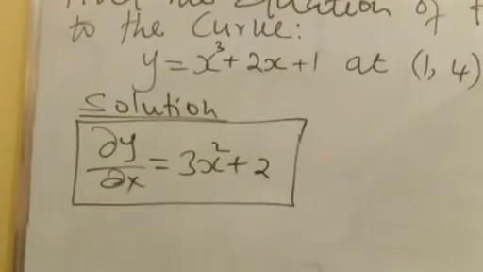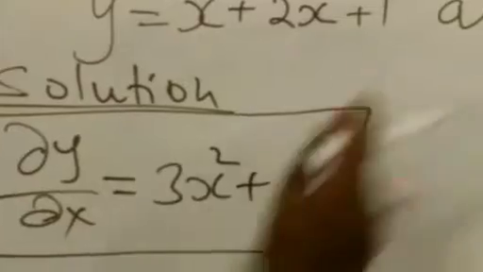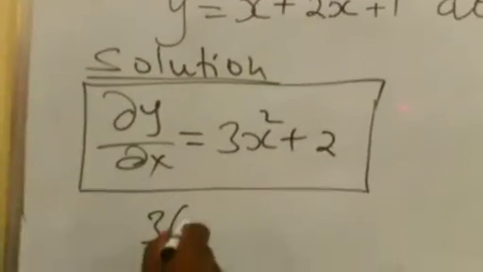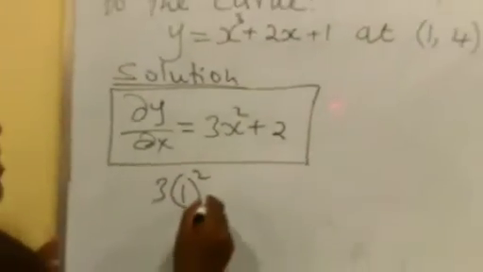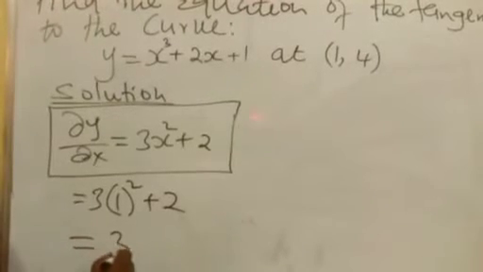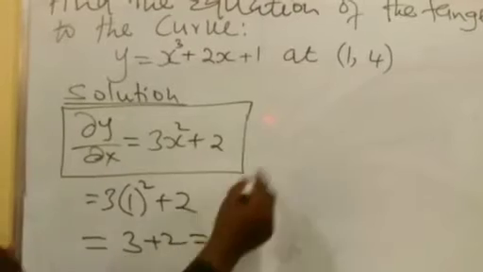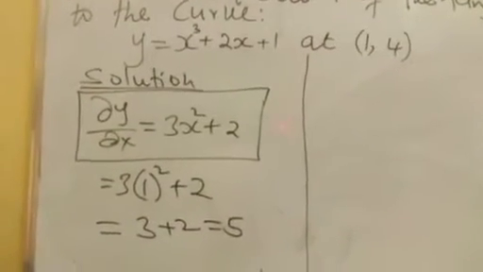In order for us now to get the gradient of this equation at this point, where x is 1, it's going to be 3 times 1 squared plus 2. So the gradient here will be 3 plus 2, and the gradient will be 5. So we found that our gradient is 5.